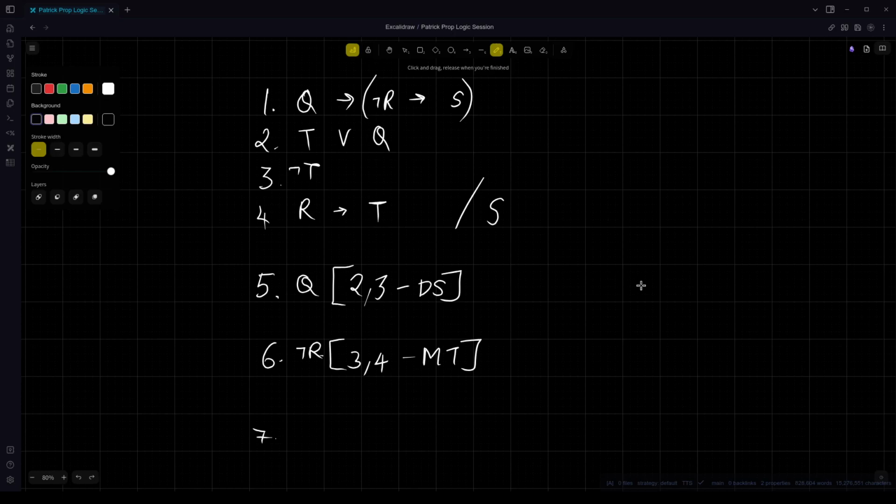the modus ponens. Which one? Modus what? I would say modus ponens. Modus ponens, yeah. So then it's just not R implies S. And we're doing it on premise 1 and premise 5. Okay, modus ponens. I'm writing the next one here.